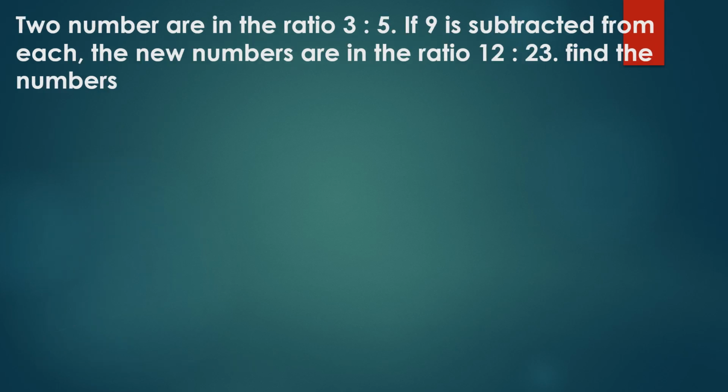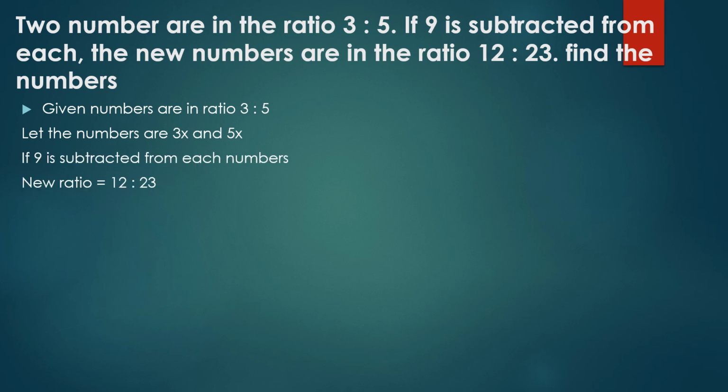Two numbers are in the ratio 3 is to 5. If 9 is subtracted from both, the numbers will be in the ratio 12 is to 23. Find the numbers. Given numbers are in the ratio 3 is to 5, so the numbers are 3x and 5x. If 9 is subtracted from both the numbers, the new numbers will be 3x minus 9 and 5x minus 9. And the new ratio is 12 is to 23. So compare this, 3x minus 9 over 5x minus 9 is equal to 12 by 23.